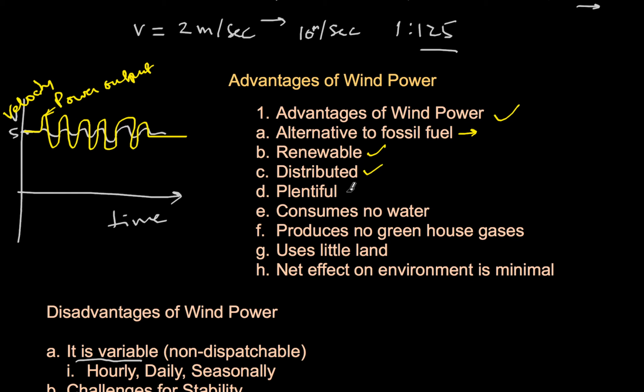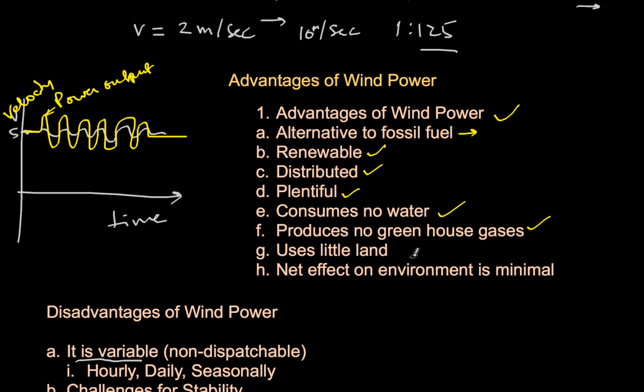Wind is distributed, wind is plentiful. So it is not that wind is available only at a particular place, wind is available everywhere, and it is plentiful, and it doesn't consume water. So if you compare with solar, solar is also renewable and distributed, but solar panels get dusty, and from time to time you need to wash the panels with water, and it requires some water consumption. Whereas wind turbines don't require water, so that's another advantage.